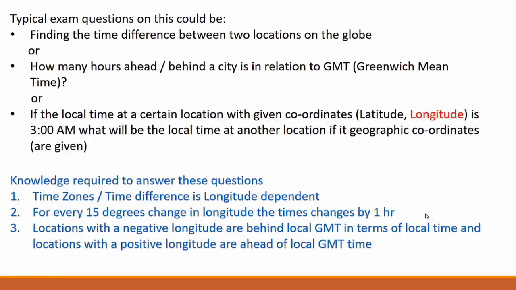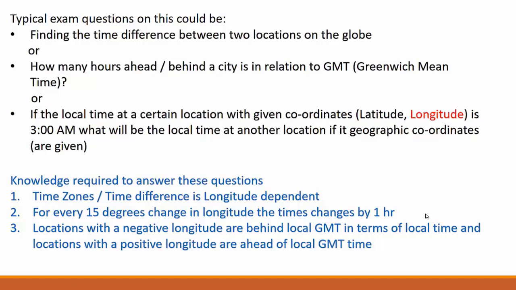Okay, what are the types of questions you could get on this? The first type would be, they would give you the geographic coordinate of a location and ask you whether it is ahead of GMT or behind, and by how much time. And obviously if it is towards the east, it is ahead of GMT. If it is towards the west, it is behind GMT. The other could be, they will give you 2 locations and they could ask you to find the time difference. And the third type of question would be, they will give you a certain location, the time at that location and the coordinates, and then they may ask you to find the time at another location.